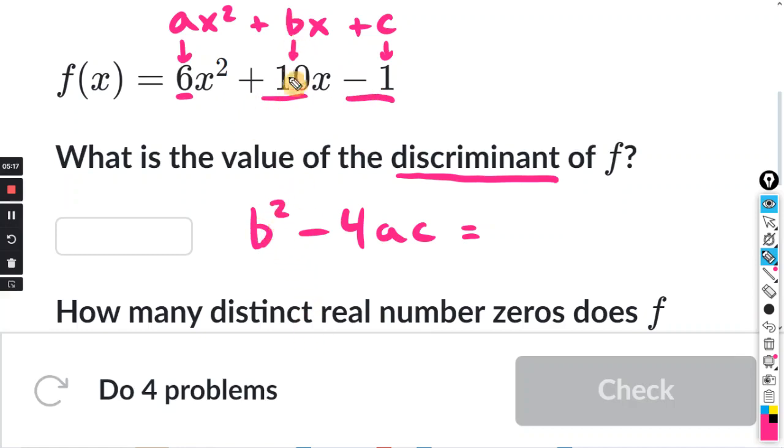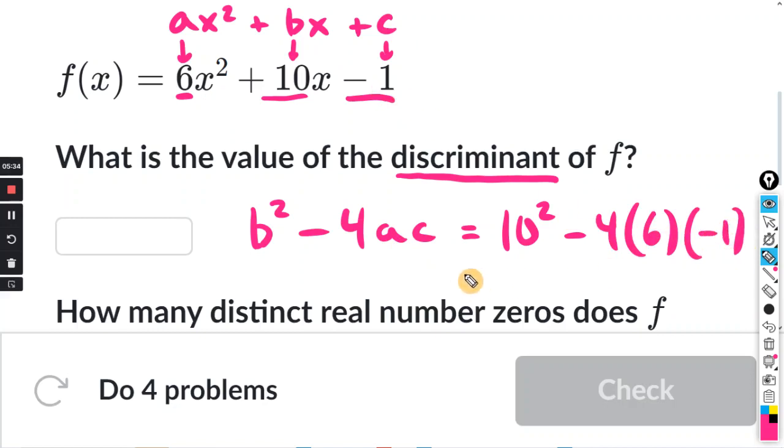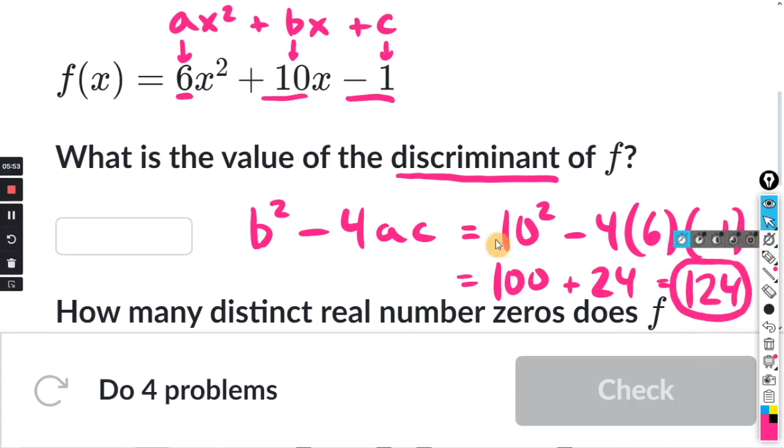So B squared is going to be 10 squared minus 4 times A, which is 6, times C, which is negative 1. You can use the calculator, but this one's easy. 10 squared is 100. Negative 4 times 6 is negative 24. Times negative 1 is positive 24. And, of course, 100 plus 24 gives us 124. So you click in the box and type 124.